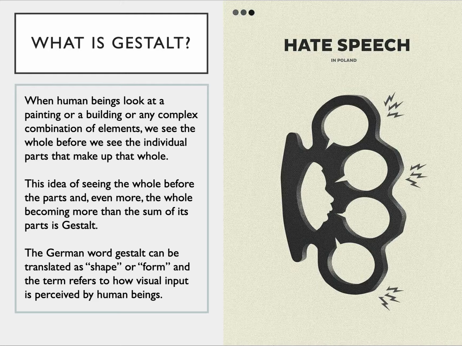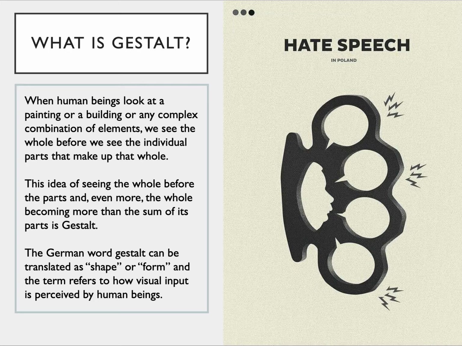So for instance, when we look at a building or anything complex, we see the whole before we see the individual parts that make up a whole. For an example, we see a person walking towards us. We see a person before we see eyes. We see a person before we see legs. We see a person before we see hair. And that is actually what Gestalt means. It means shape or form as a big picture.